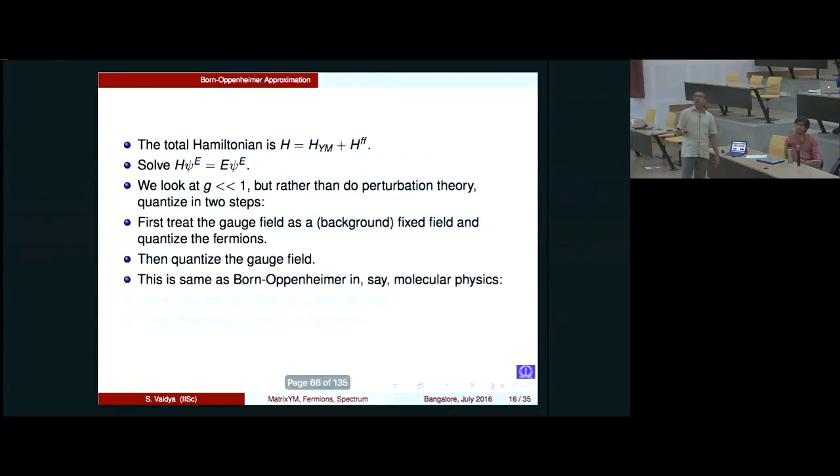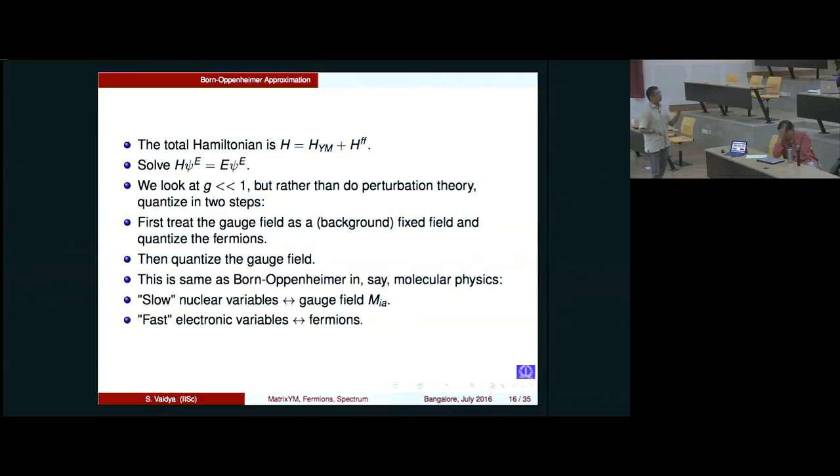And this is the same as Born-Oppenheimer, and you can see that Born-Oppenheimer is the right thing to do here because the g squared multiplies the E squared term, the kinetic energy term of the Yang-Mills. It's exactly like how when you do Born-Oppenheimer for molecular physics, the grad squared term for the nuclei is in some heuristic sense much smaller than the kinetic energy terms for the electron. So I'm going to treat the gauge field as slow nuclear variables and the fermions as the fast electronic variables.